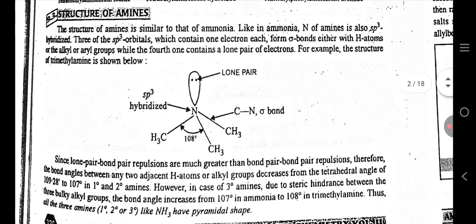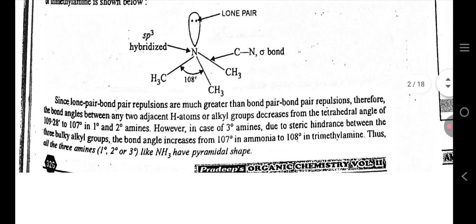Structure of amines. The structure of amines is similar to that of ammonia. Like in ammonia, N of amines is also sp3 hybridized. Three of the sp3 orbitals, which contain one electron each, form sigma bonds either with H atoms or the alkyl or aryl groups, while the fourth one contains a lone pair of electrons. For example, the structure of trimethylamine is shown below.